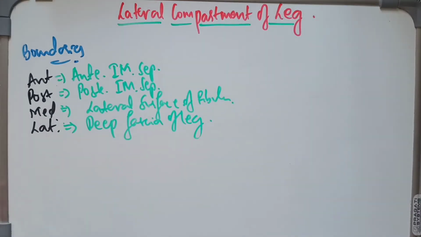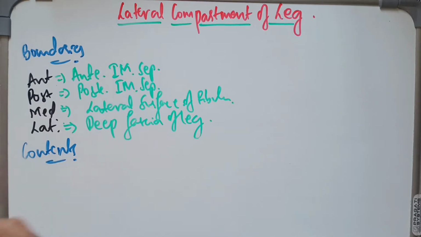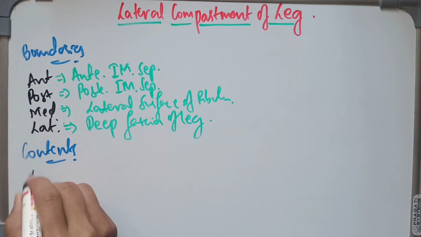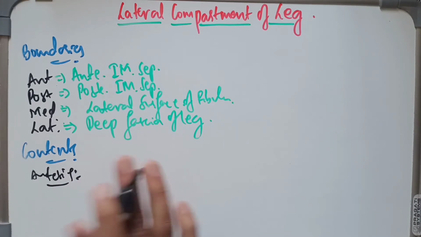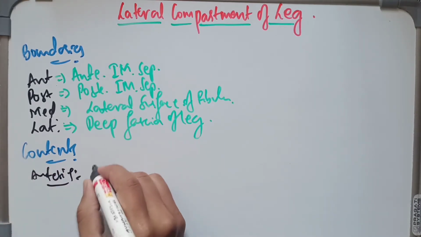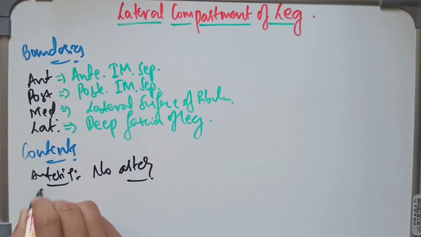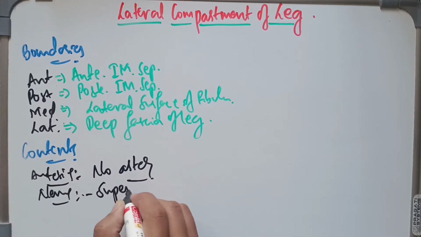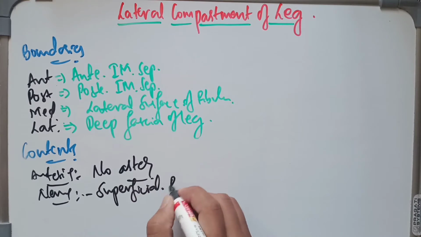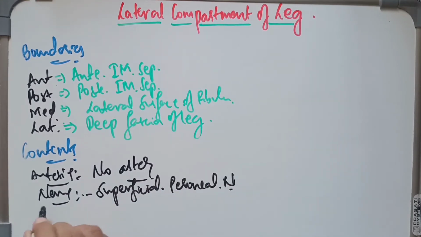So what about the contents of the lateral compartment of the leg? In terms of arteries, the lateral compartment of the leg does not have its own artery. So no artery is present in the lateral compartment. When it comes to the nerve, we have one nerve, which is called the superficial peroneal nerve. It is a branch of the common peroneal nerve, right? Superficial peroneal nerve.